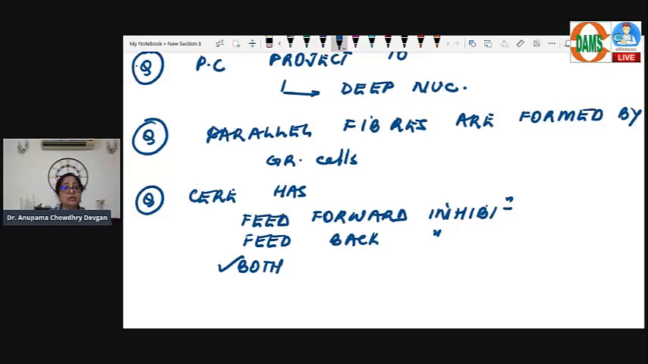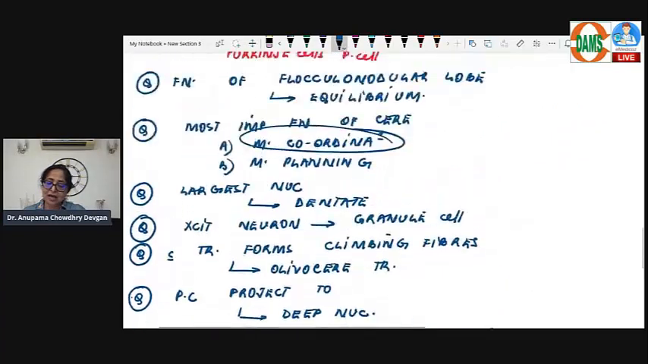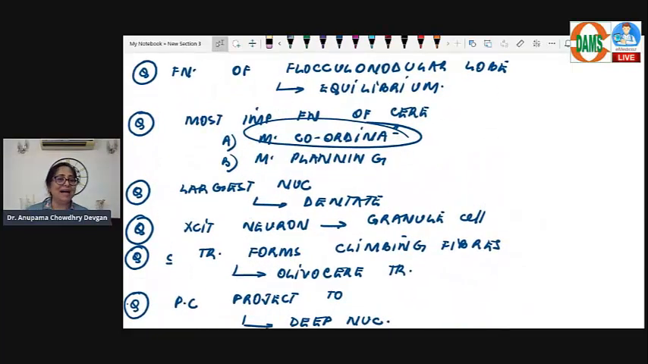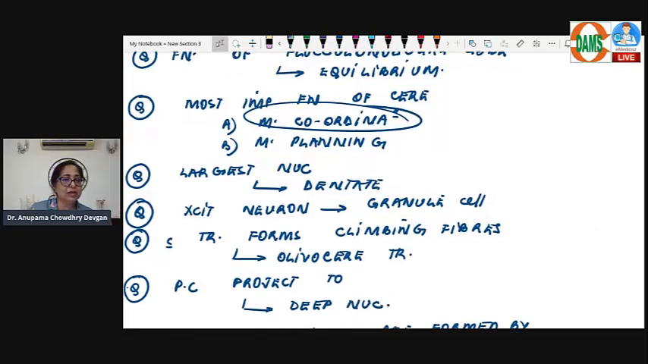So these are one-liner questions which have come from the cerebellum in the last 2 to 3 years, in different exams. I can just go over them once again. What is the function of the floccular nodular lobe? The answer was equilibrium or balance. Most important function of cerebellum, if I have to choose between coordination and planning, the answer is coordination.